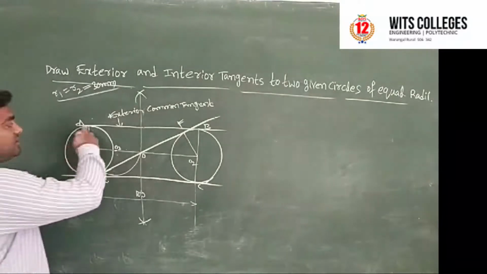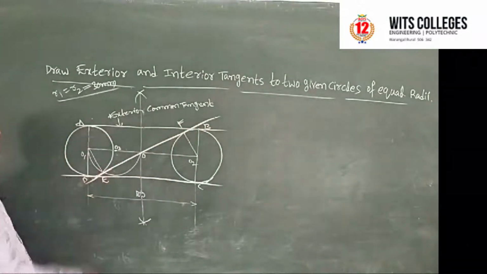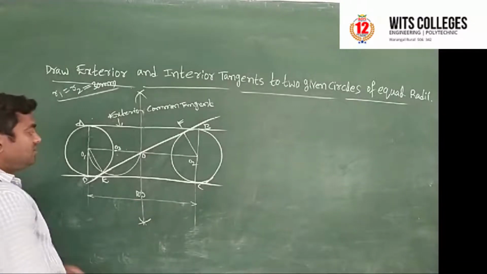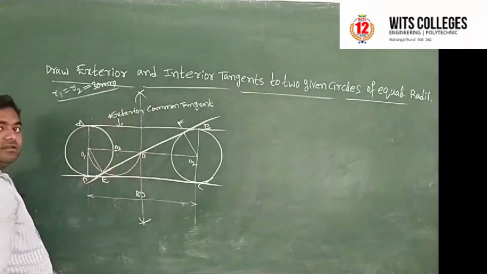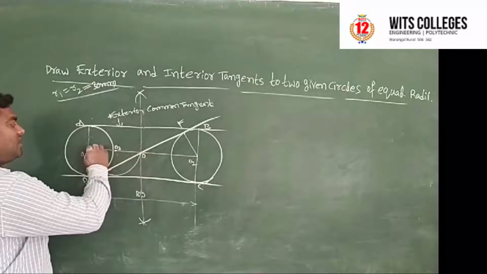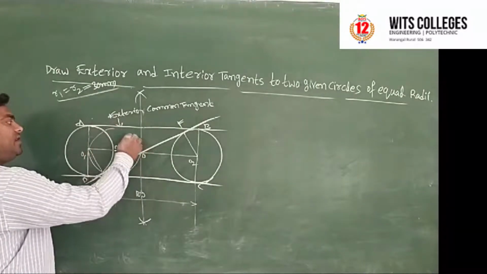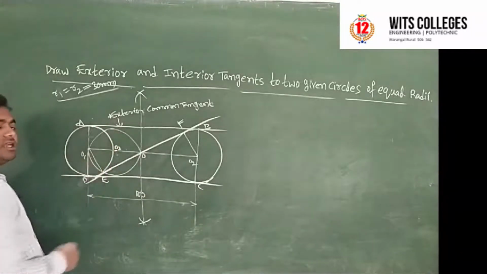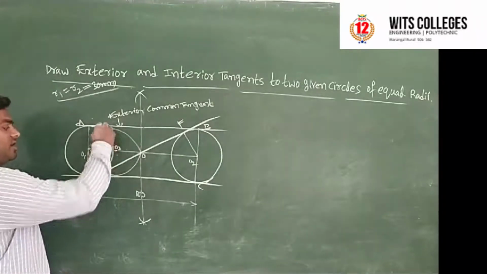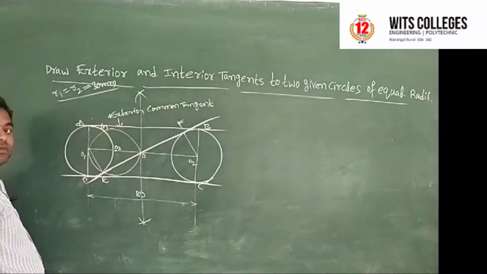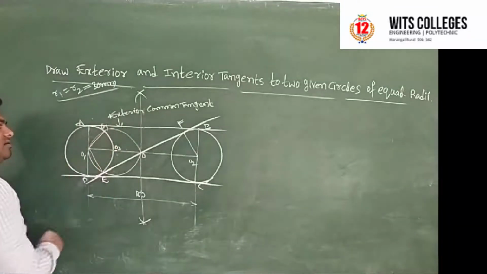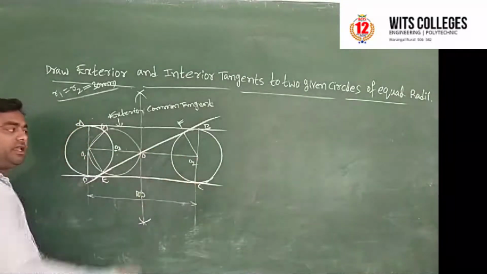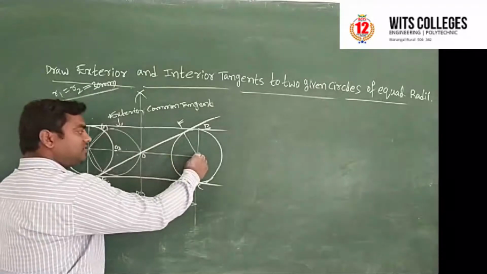Okay? This is the exterior common tangent, this is the interior common tangent. Not only on one side, you can draw on this side also. How? Draw this semicircle on the other side. Okay, draw the semicircle on the other side. So automatically you are going to get one intersection point on the given circle 1, let us say this is G. Join this with the center and draw a line parallel to this O1G line in the second circle here.